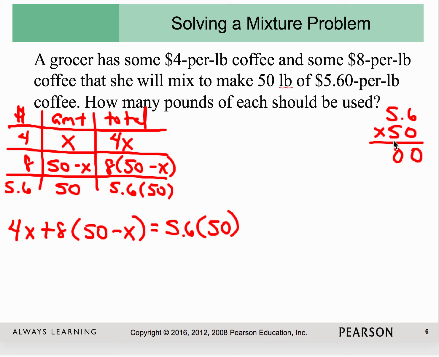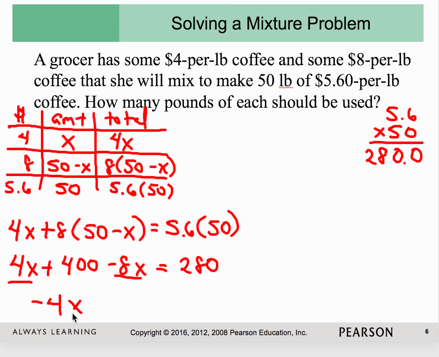5 times 6 is 30. 5 times 5 is 25. Plus that 3, 28. One number. So I can change this to just 280. As I rewrite it, let's go ahead and get rid of those parentheses. 4x plus 400 minus 8x equals 280. So try to think about making your math easier. Combine like terms. Minus 4x plus 400 equals 280.